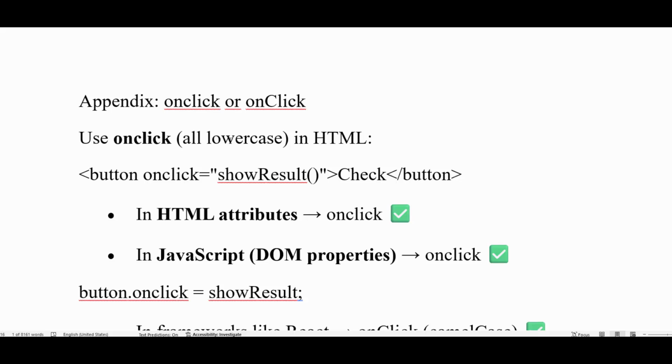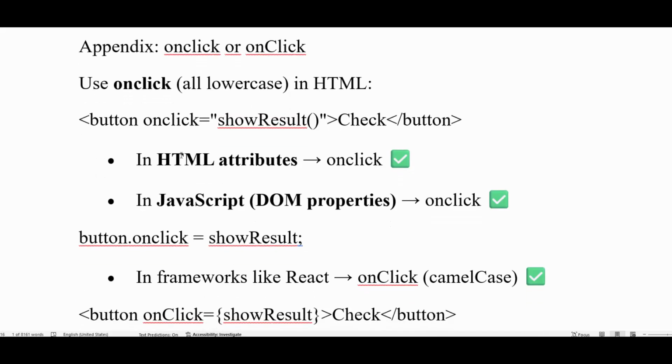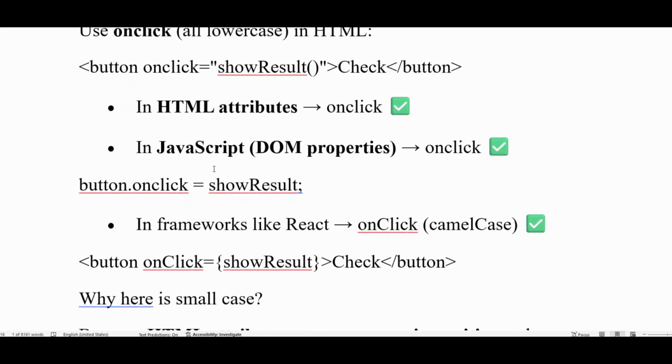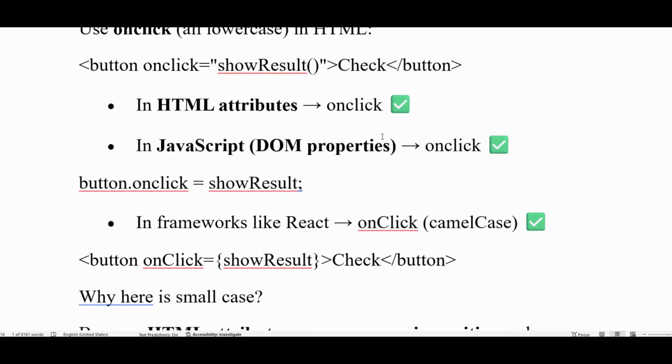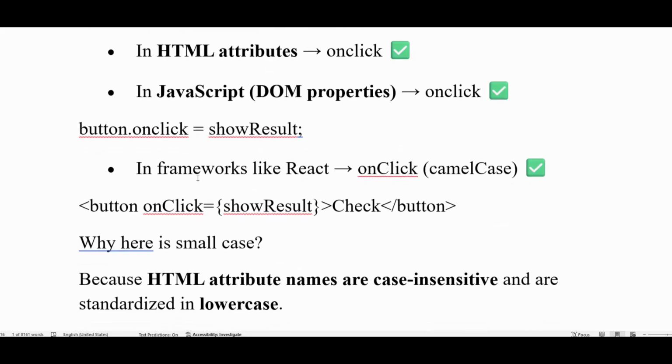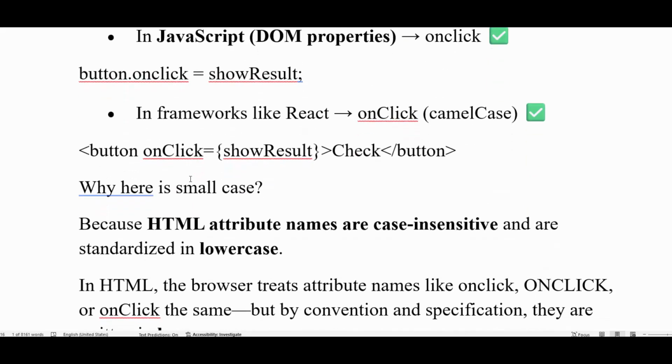Appendix: onclick or onClick, all small case or camel case? Use onclick, all lowercase, in HTML. Button onclick equals showResults. In HTML attributes, onclick is small case. In JavaScript DOM properties, onclick is small case. In frameworks like React, onClick is camel case.